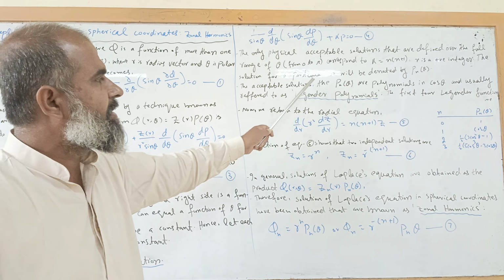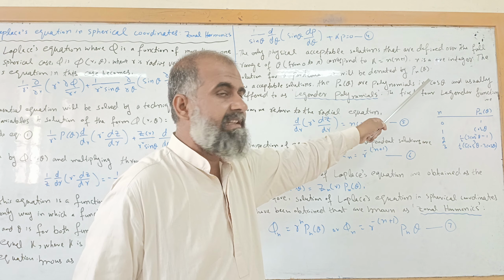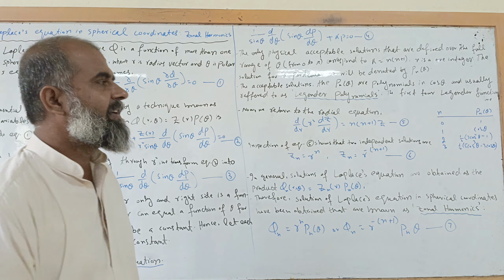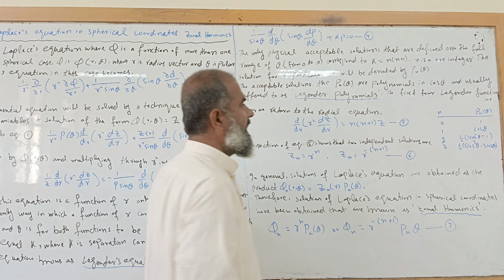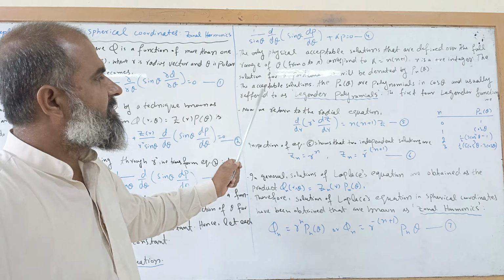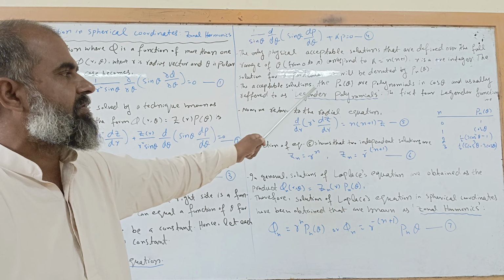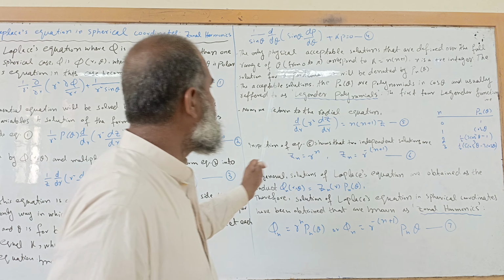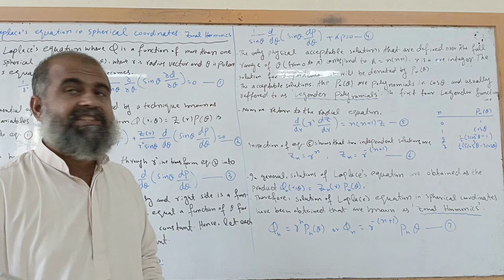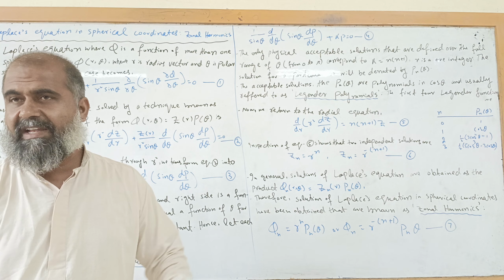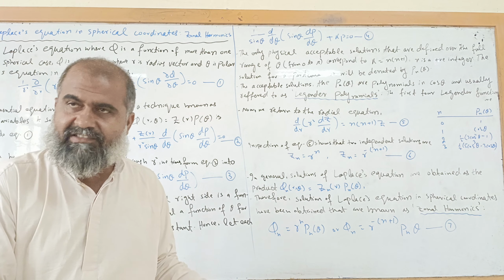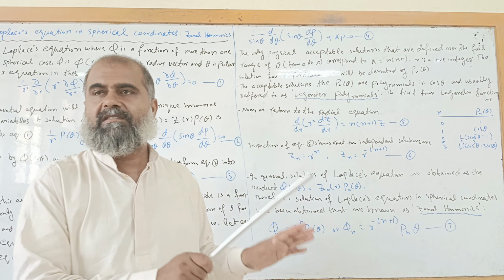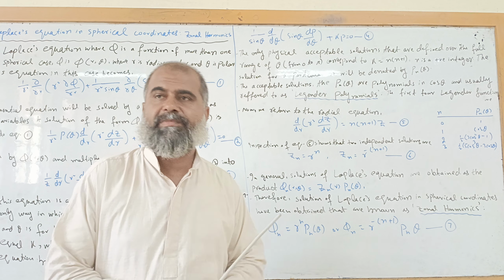The solution for a particular n will be denoted by Pn of theta. When you solve this equation, that solution will be written as Pn of theta, and this acceptable solution, Pn of theta, consists of polynomials in cos of theta, usually referred to as Legendre polynomials. So when you solve this equation, you will get the solution Pn of theta, and you will term this solution the Legendre polynomials.